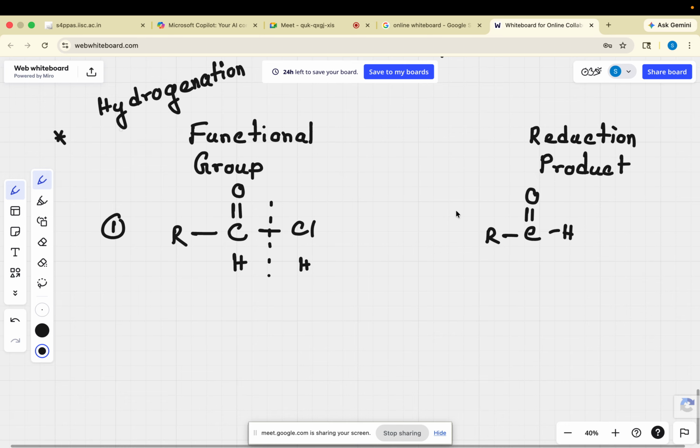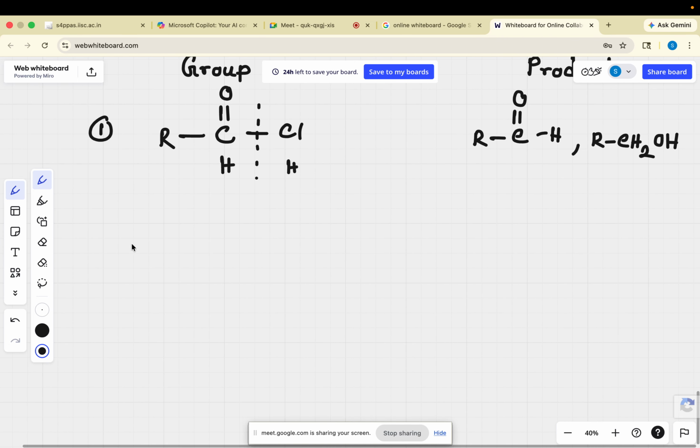Now suppose you are doing further hydrogenation of this aldehyde, so what will you get? Attach one hydrogen to carbon and one hydrogen to oxygen. You will get RCH2OH, alcohol. So if you do hydrogenation of acid chloride, you will get aldehyde as well as alcohol. Clear? Yes, sir.